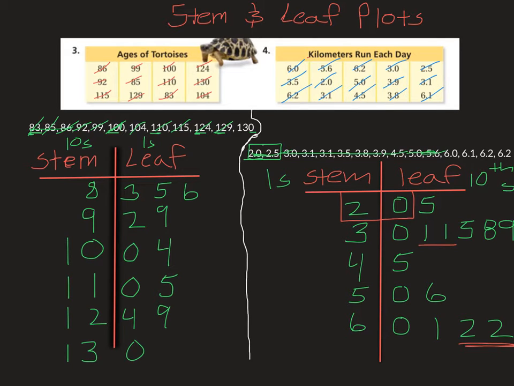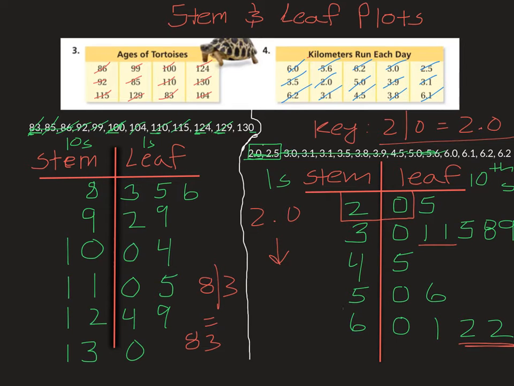Oh, we forgot our key on here. That's a very important part. So our key is 2 | 0 equals 2.0. And then over here, our key was that 8 | 3 equals 83. Okay, so that tells us how we're doing. I forgot that, it's a very important part. Okay, so we can see that this ranges from 2.0 to 6.2, and that's the range of our data, right? So we can tell a lot of things about this.